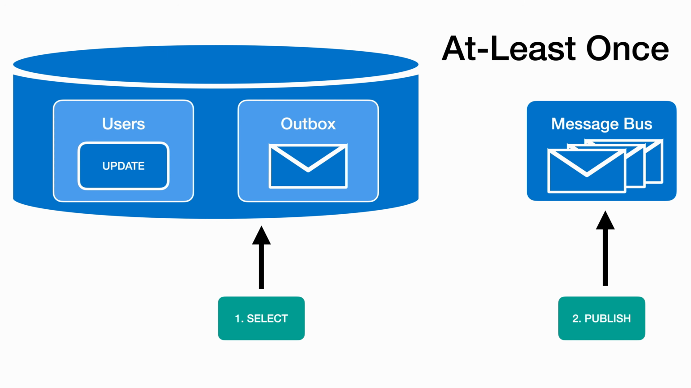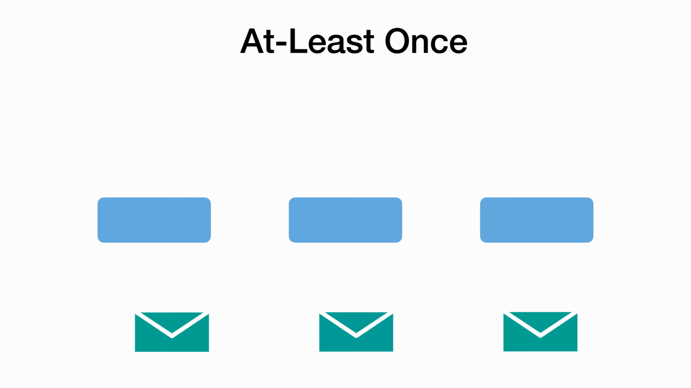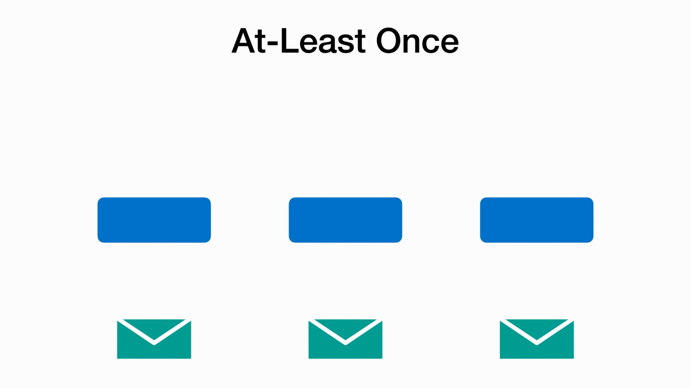This is called at least once delivery. Yes, we risk publishing duplicate events, but we accept that is better than risking not publishing them at all. Choosing at least once delivery means subscribers must be aware that they may receive duplicate events. To combat this, the actions we take when receiving the event must be idempotent, which means it will produce the same result no matter how many times the event is handled.